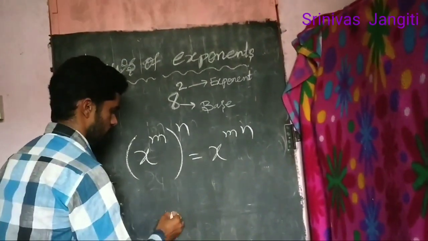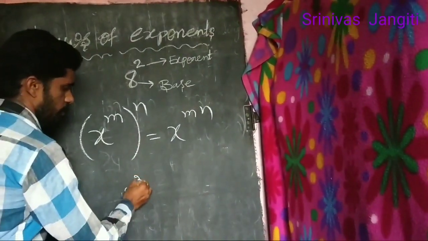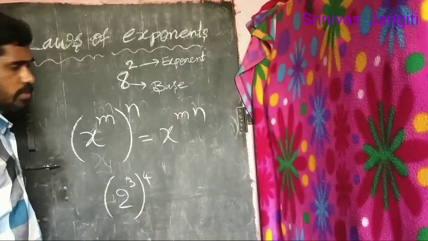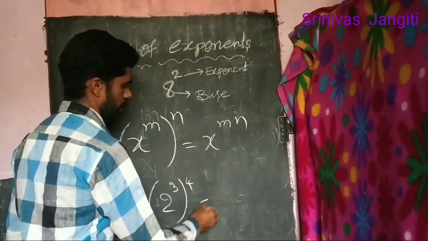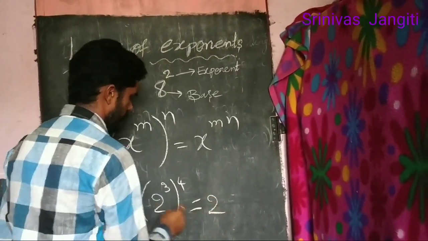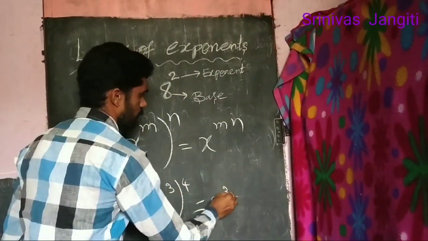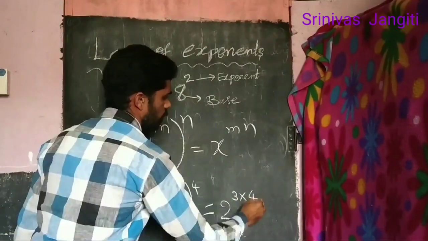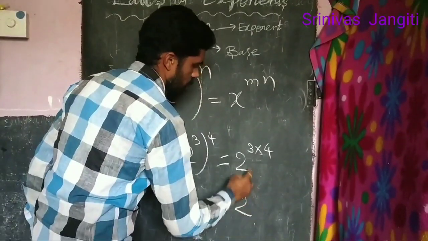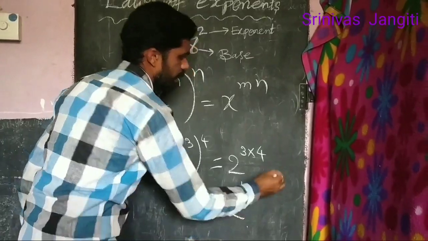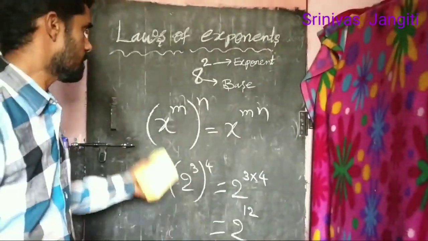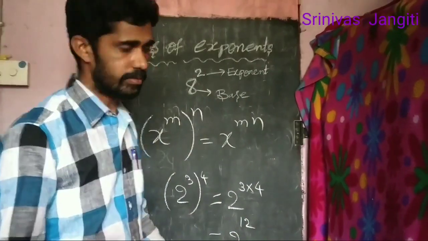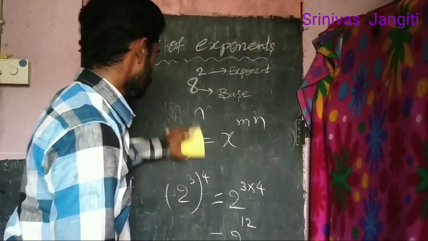Now here suppose 2 cube, right, whole to the power of 4. Suppose what happened here? Tell me. So simple. The base is the same only, now 2, and here what happened here, 3, right? m into n only, now m into n. What is that here? 3 into 4. So the result is what? 2 to the power of 3 4s are 12. So simple. Easy. That's why x to the power of m whole to the power of n is equal to x to the power of m n.